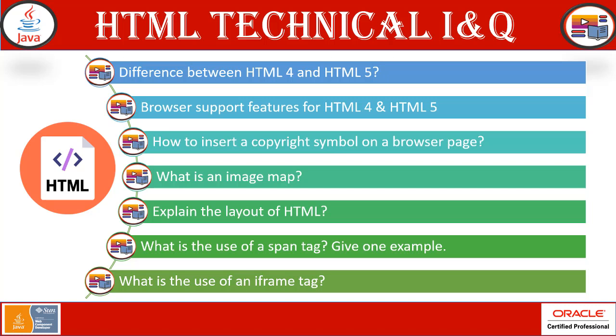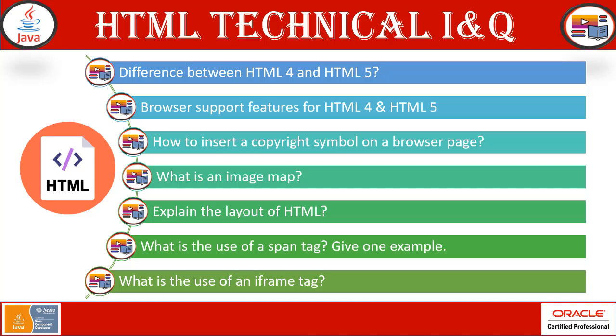And the next question is how to insert a copyright symbol on a browser page. So it's a little coding style question. So if you have worked before, you can mention it. For the copyright symbol, you need to hold the alt key down and type 0169.